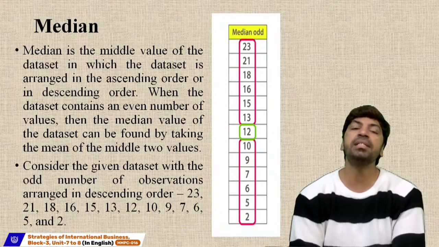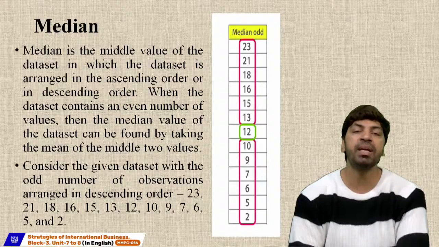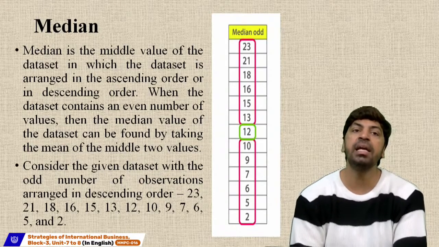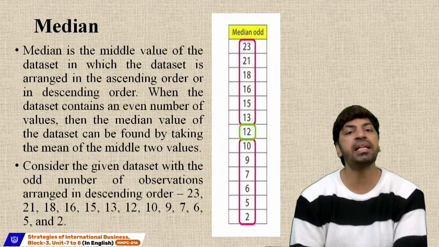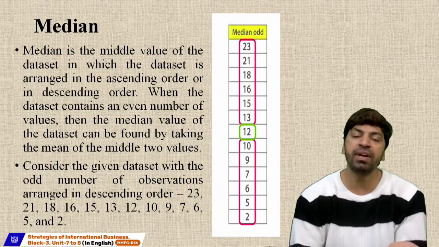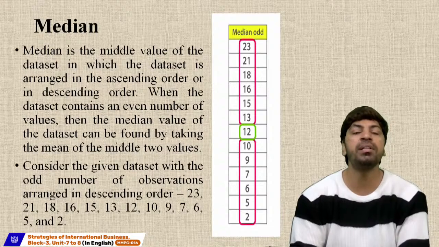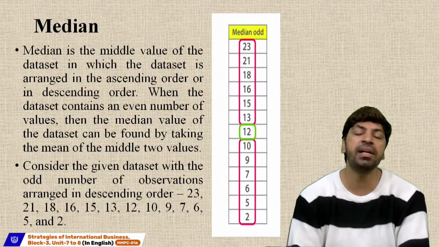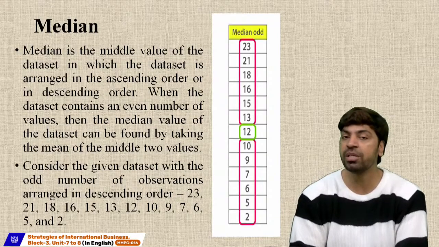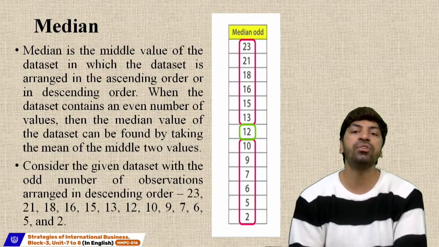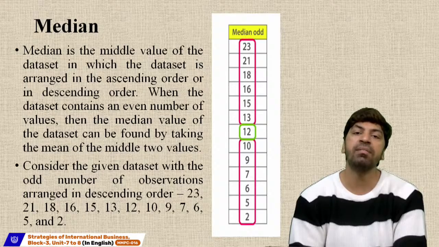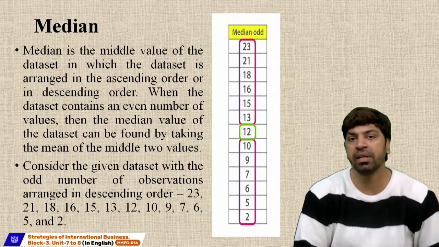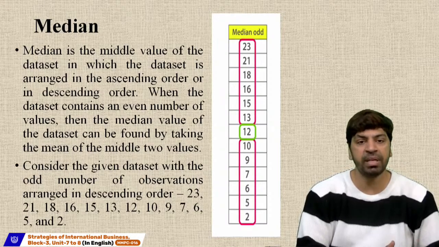The next concept is median. Median refers to the middle value of the data set, in which the data set is arranged either in ascending order or descending order. So median is the middle value of the data set, which could be arranged as 13, 12, 10, 9, 7, 5, 2. These are the values given in the case of the median.